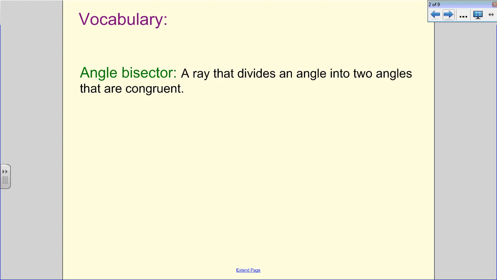Our vocabulary here: an angle bisector is a ray, and that's all that we're going to bisect with is a ray. It divides an angle into two angles that are congruent. Remember, congruent means equal. Our notation for congruent is the equal sign with the line above it. I'm going to write that a little bit easier for you guys. Equal. All right, let's take a look at what our examples look like.